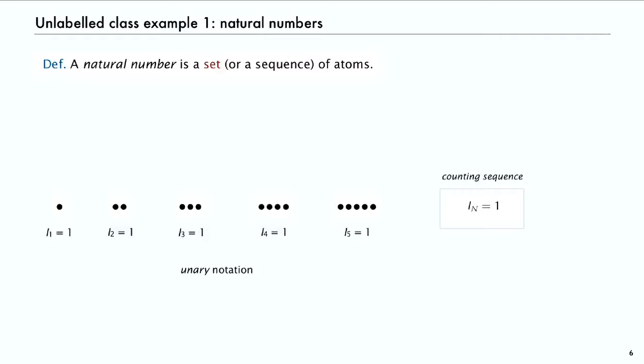We most usually, or at the beginning, we're most interested in the counting sequence, how many objects of each size there are. In this case, there's only one. And we use ordinary generating functions. So the ordinary generating function for natural numbers is just 1 over 1 minus z. So that's a simple example of a combinatorial class.